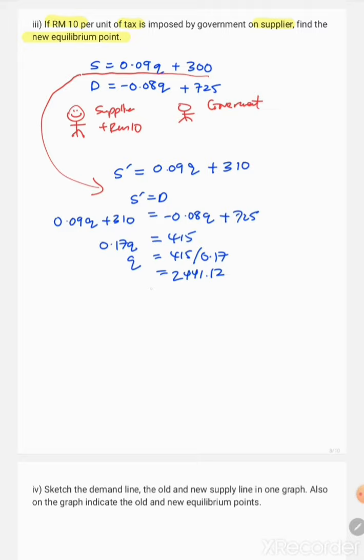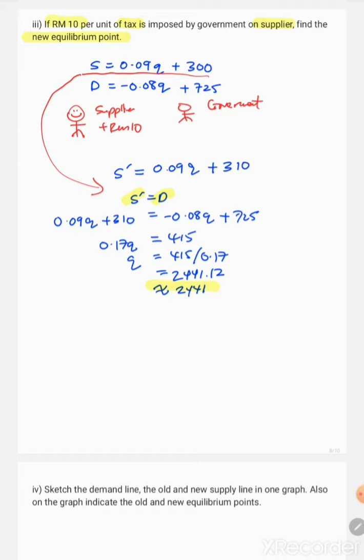2441.12. Alright, because Q is the quantity, you have to round off. Because quantity must have no decimal, this one will be 2441. So to find the equilibrium price, you have to substitute the Q value into any equation, either S or D, the demand equation.